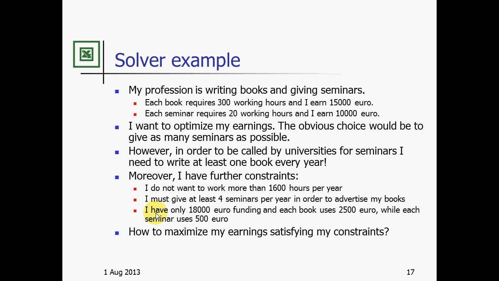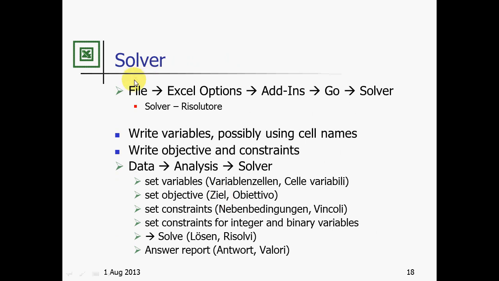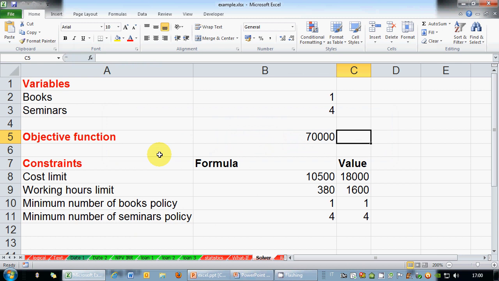Now the situation is not so easy as before, because you cannot simply give as many seminars as possible, because obviously you will need to write at least one book. And you will have some other constraints to respect. So how to find the amount of books and the amount of seminars that you give each year, which satisfy your constraints and at the same time maximize your earnings? Well, Excel Solver is the tool which will let you do it. Let's go to Excel.